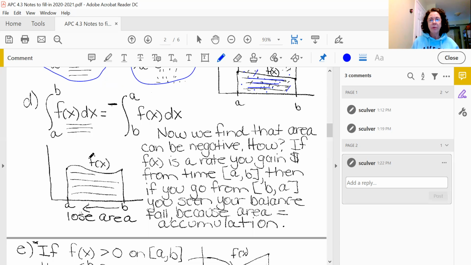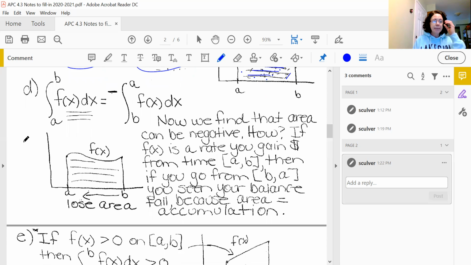So if you have a rate at which you're gaining money, of course, you'll have a positive accumulation, which shows up as a positive area. If you are losing money, you have a rate at which you're losing money, then of course your accumulation over time is that you are losing money. You have negative accumulation, which will show as an area under the x-axis, okay?